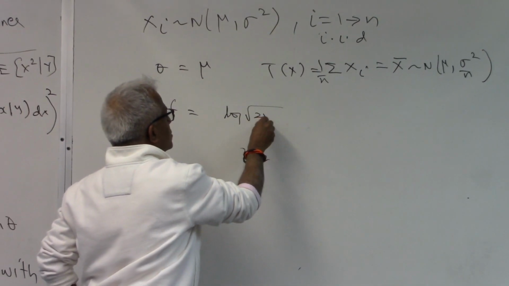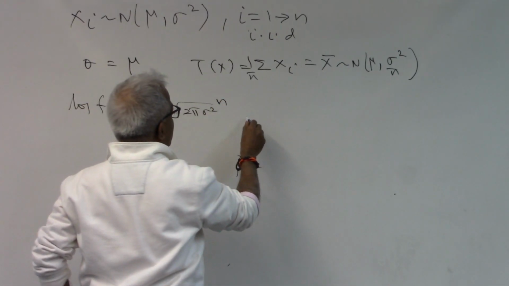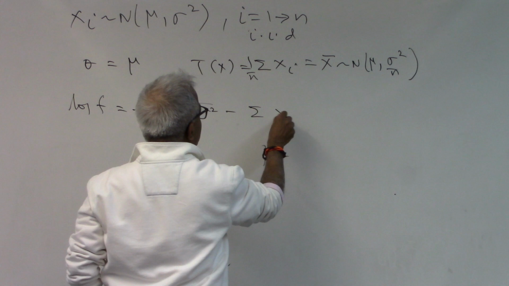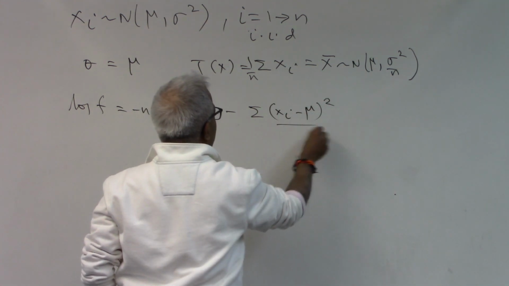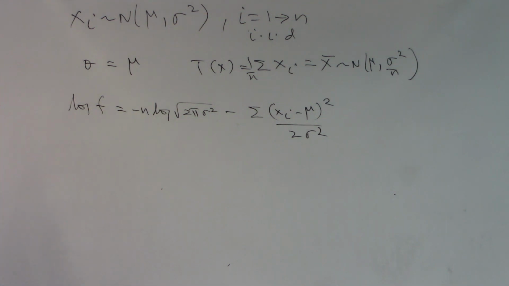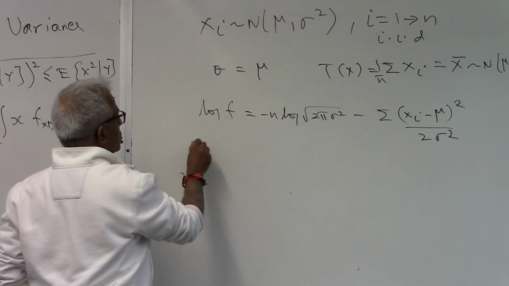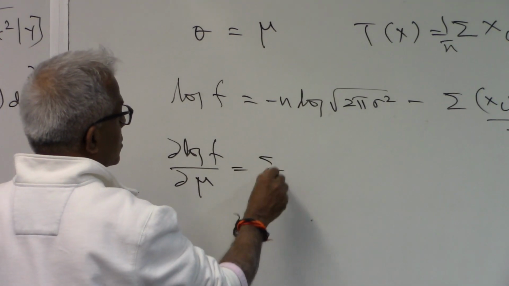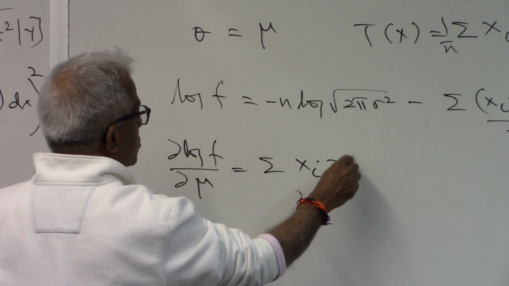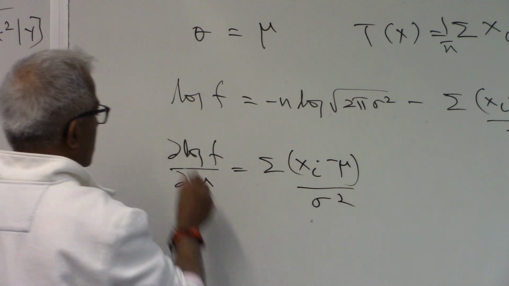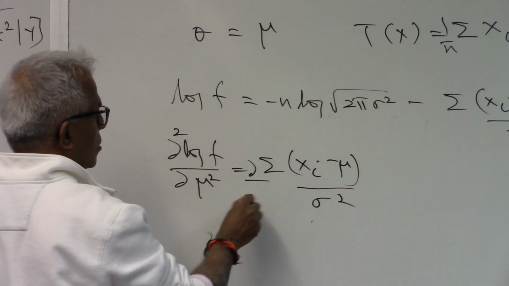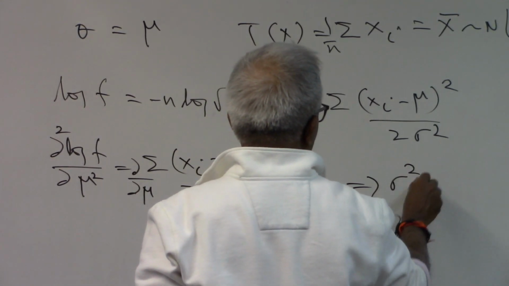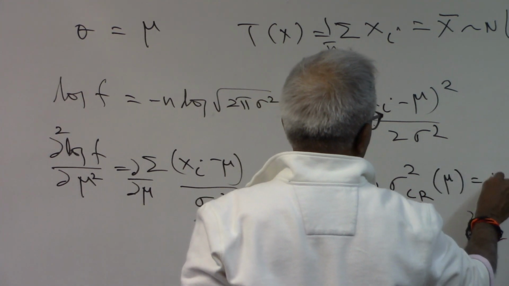Log f is log of (2 pi sigma squared) to the power n, minus the sum of (x_i minus mu) squared over 2 sigma squared. If you differentiate log f with respect to mu, you get sigma (x_i minus mu) over sigma squared. Do it one more time, and you get minus n over sigma squared. So from here the Cramér-Rao bound for mu turns out to be sigma squared over n.